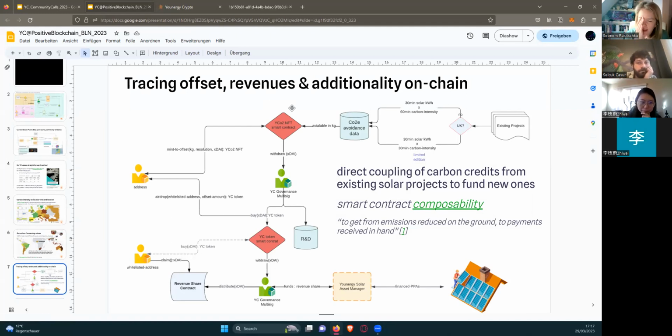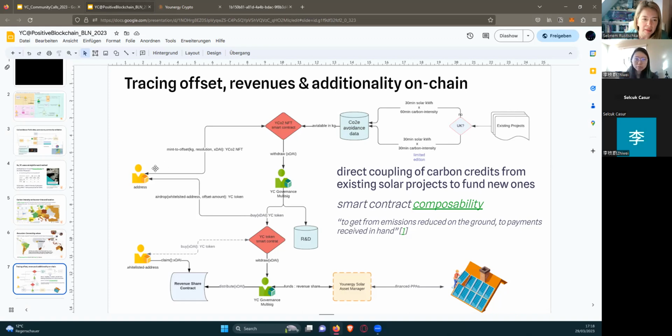So what is interesting is, once we have these 3 contracts developed and put on chain, we can have different ways of using them, right? So the YCO2 NFT smart contract takes in the CO2 avoidance data and certifies the credits.